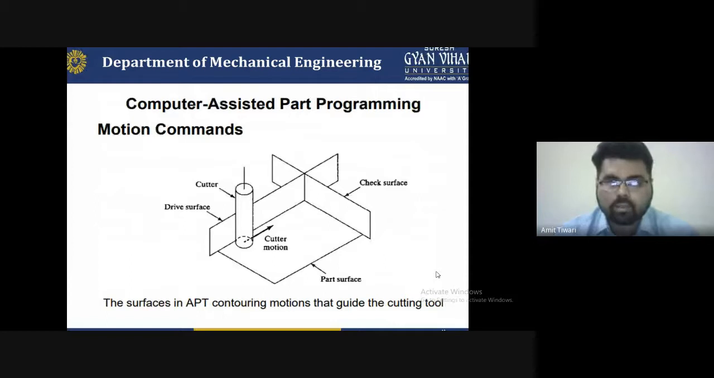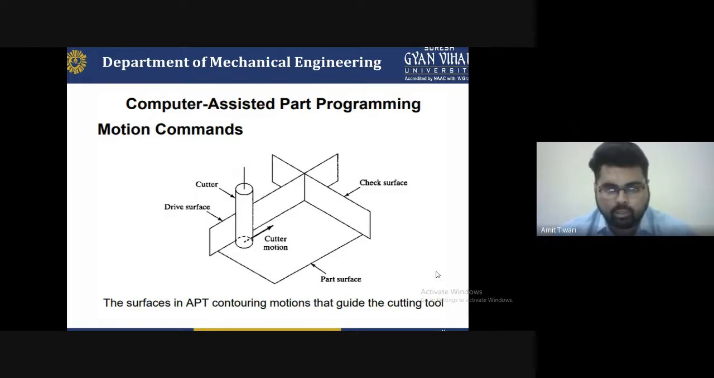In computer-assisted part programming, I have mentioned the motion command. So today we are basically focused on the motion command, and how we can operate the tool, how we can do the machining by writing a program, and how we can operate the tool by the motion command.